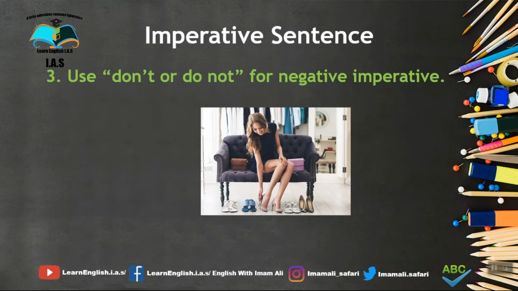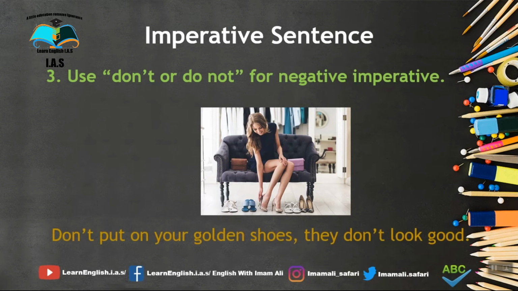Now we use don't or do not for negative imperatives. Let's see this sentence. Don't put on your golden shoes. They don't look good. In this example, I'm going to make it a negative imperative by using don't. Okay? Don't is a word that changed my sentence to negative. Don't put on your golden shoes. They don't look good.